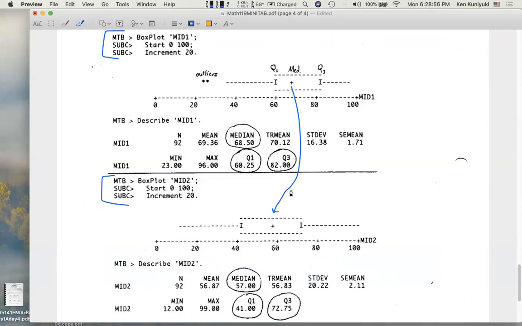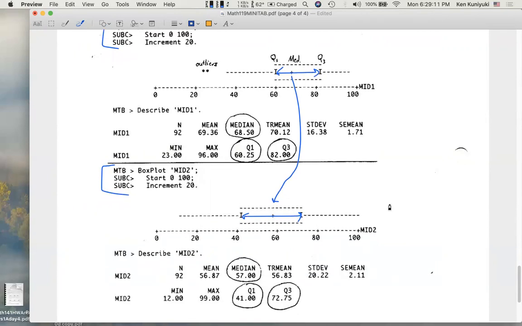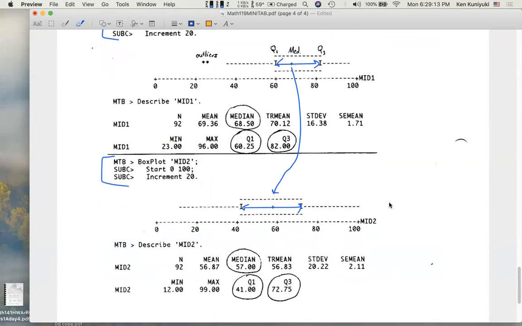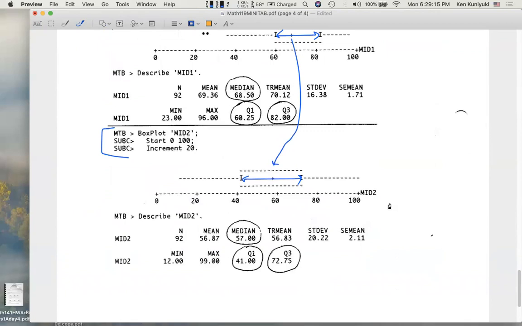And for midterm 2, the scores were more spread out. Clearly, the IQR was bigger, right? Okay. Here, the IQR was about 32 points as opposed to 22 points over here. Box plots, efficient ways of looking at distributions. So that's chapter 10, lesson 10.